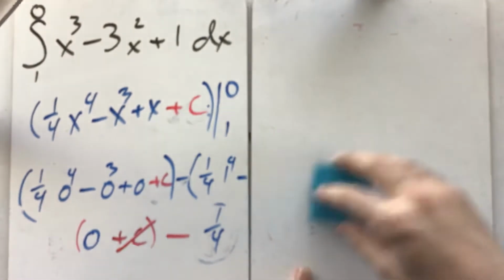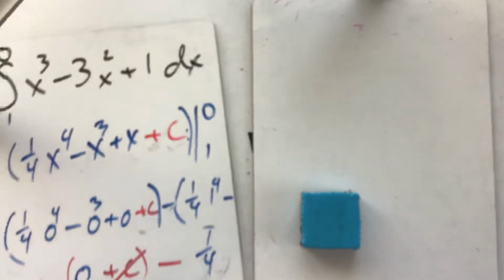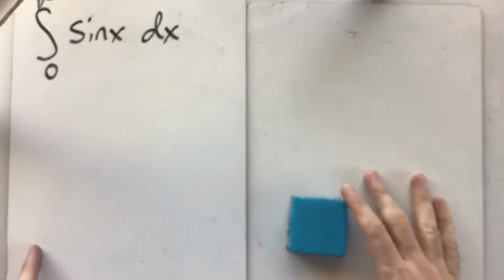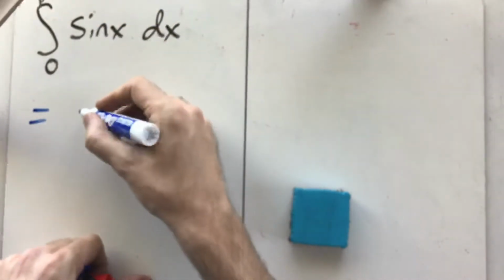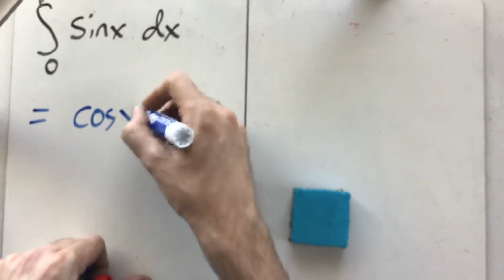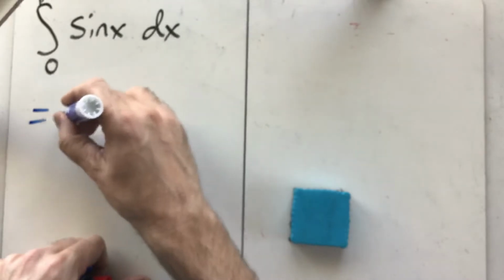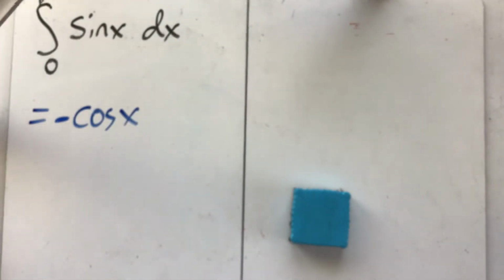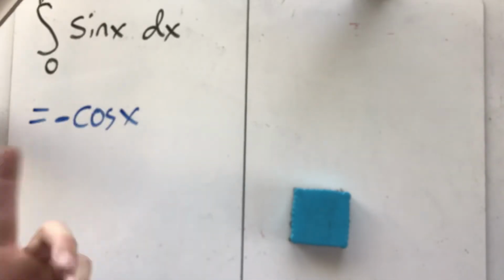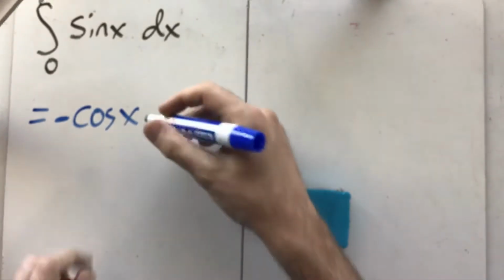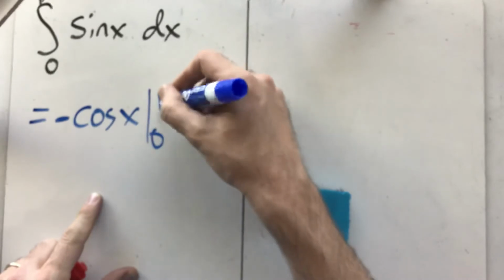Okay, let's jump over to the second problem and see how it went. The second problem was the integral from 0 to pi of sine of x. How is this going to work out? Well, the antiderivative of sine of x is cosine of x, except you have to have a negative sign. I know it's tempting to not put the negative sign, but that's because the derivative of cosine is negative sine. So to make it match, you have to have this. And that's from 0 to pi.